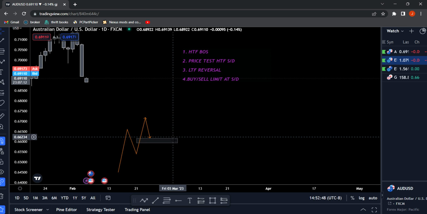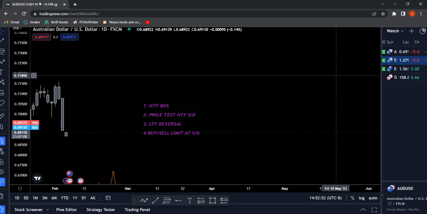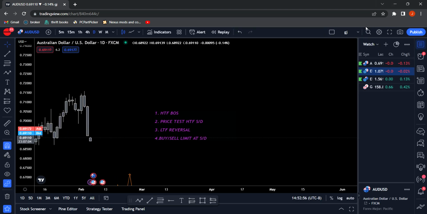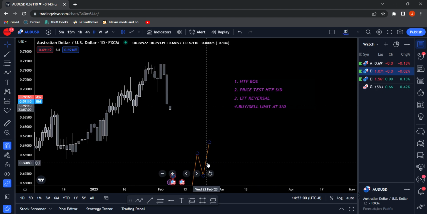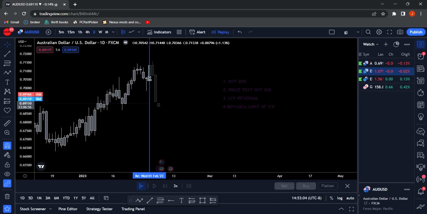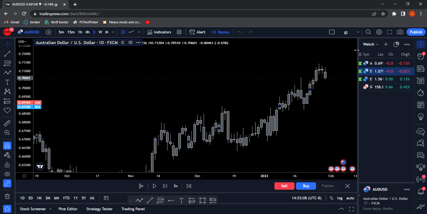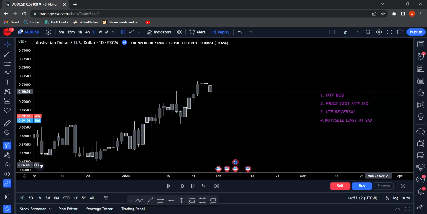So now let me get into my exact strategy. I'm gonna do bar replay for y'all because I took this trade last week. I'm gonna do it about right here.